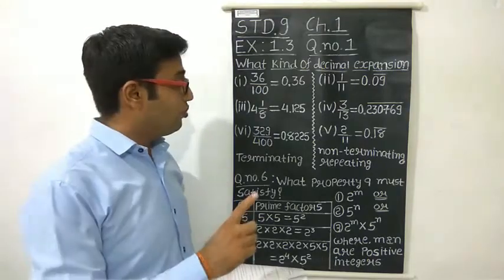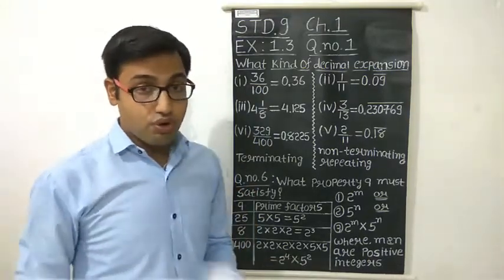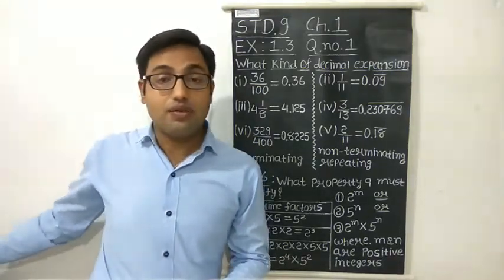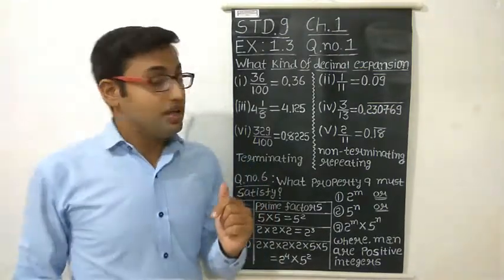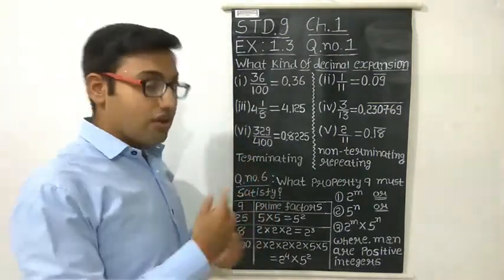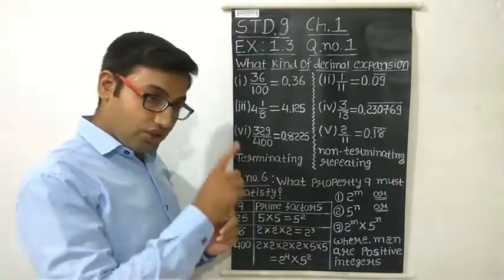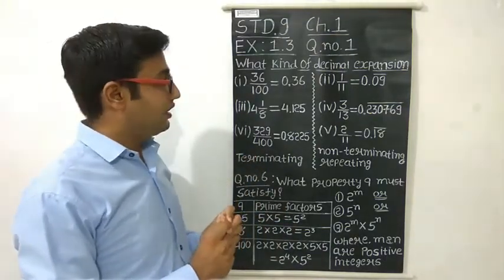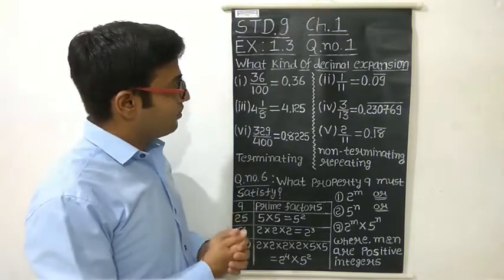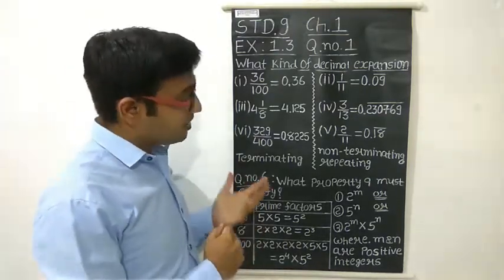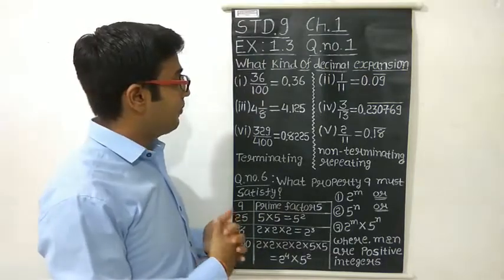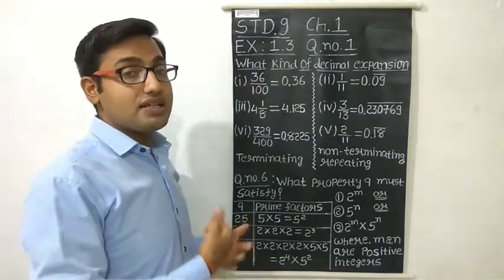And what is q? q is the denominator. Because we know that rational numbers are in the form of numerator and denominator, and in general form we write it as p upon q. So q is our denominator, right? So here in the question we are asked to look at several examples of rational numbers which have terminating decimal form.